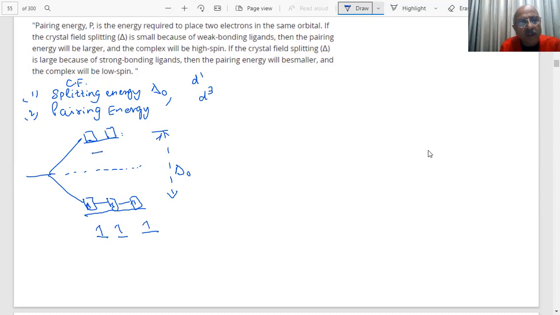If I show it in a better way, students, the other top one. When I come to D4, students, there are two possibilities. Case 1 is that the fourth electron gets paired up. This is my T2G and EG. If a fourth electron gets paired up, students, then what will happen? T2G4 EG0. But this will need pairing energy.